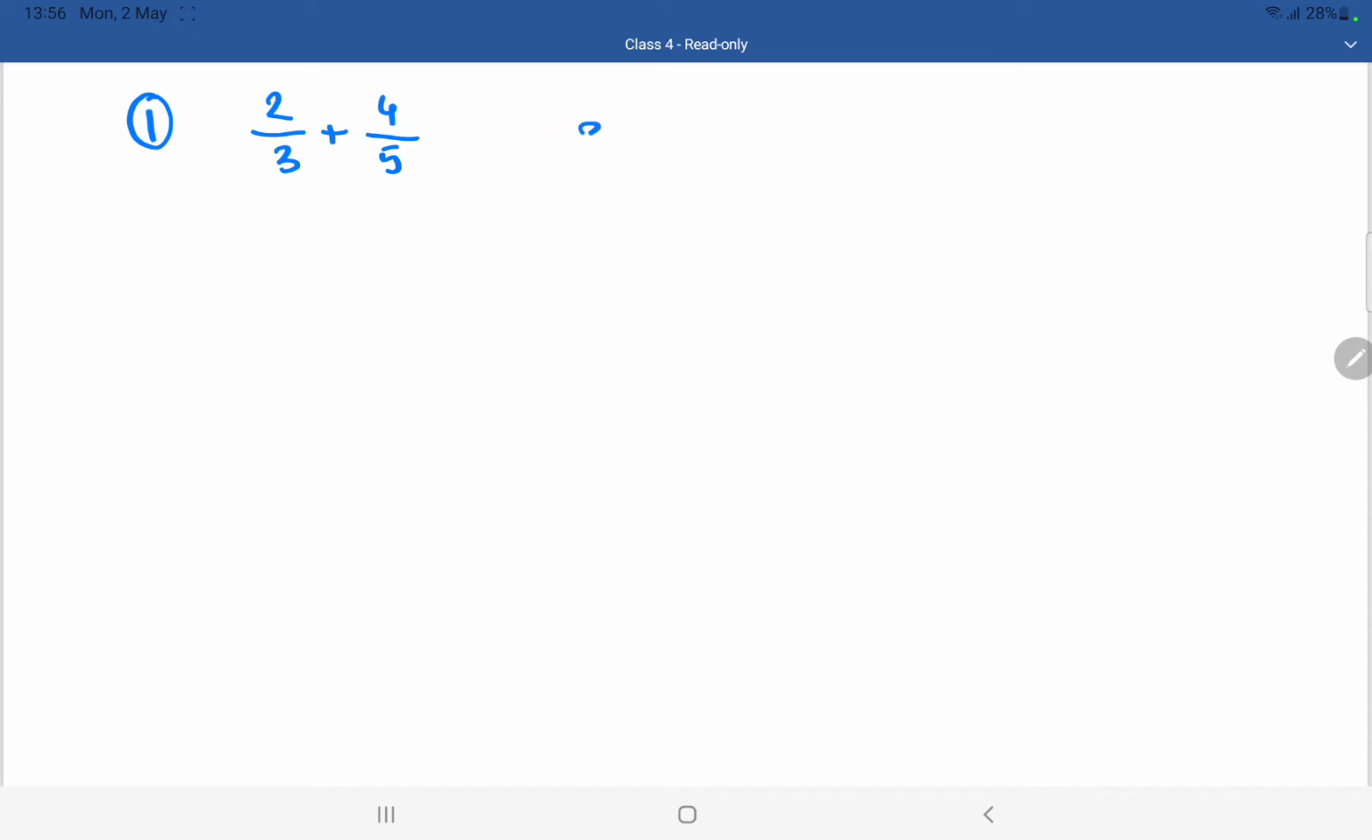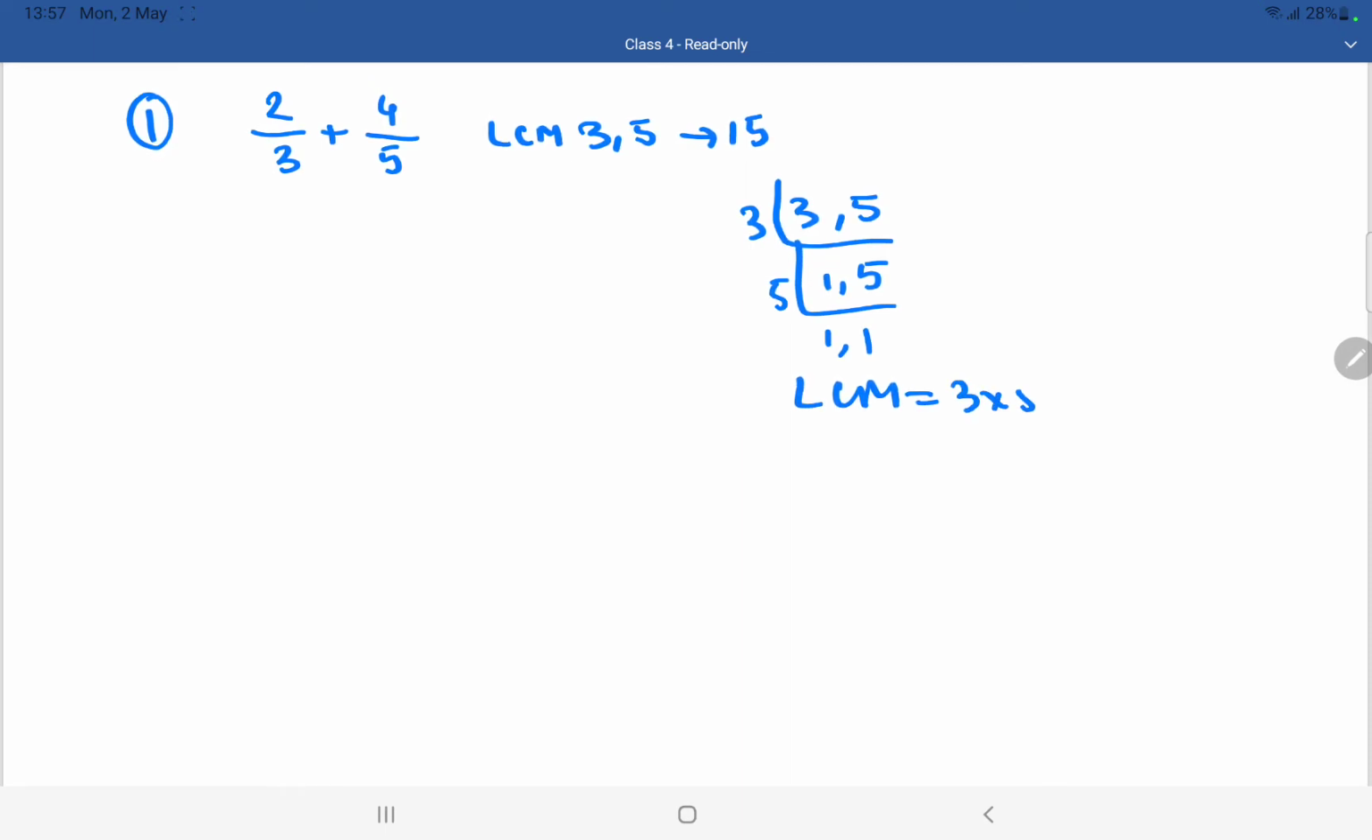So what is the LCM for 3 and 5? The LCM for 3 and 5 is 15. I already told you how you need to calculate the LCM. So we will take 3 here, 5 here. 5 is not divisible by 3, so we get 1 and 1. So the LCM is 3 into 5, which is equal to 15. Okay, we got 15 as the LCM of 3 and 5.